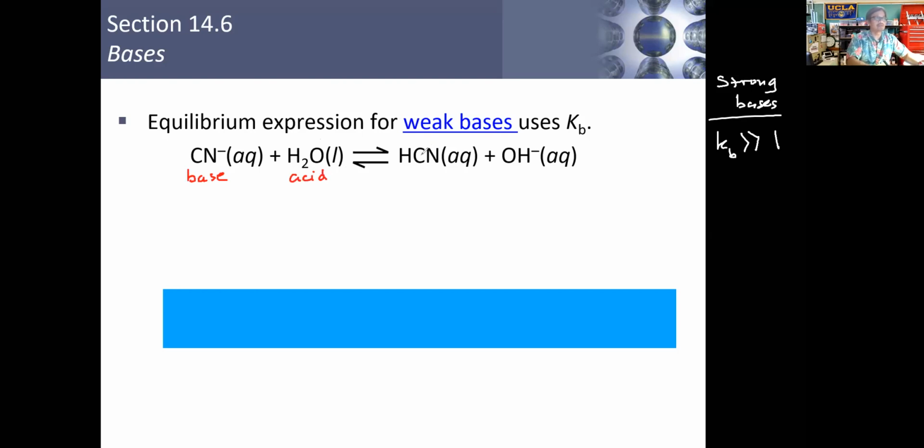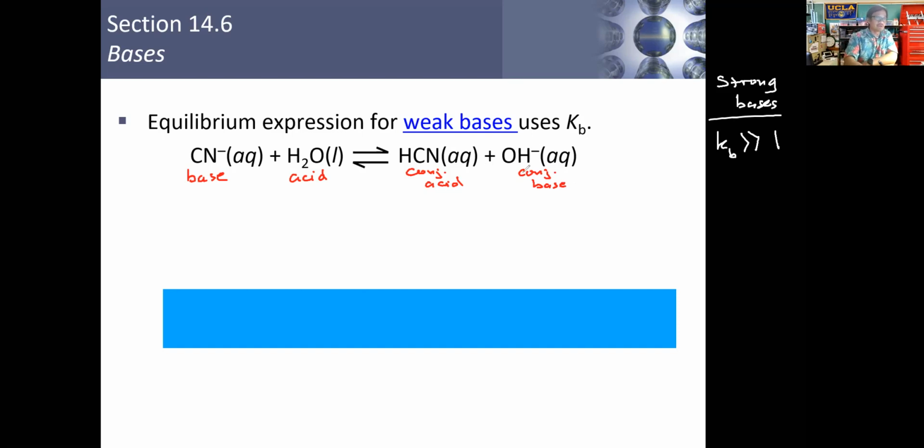So therefore, when we get to the right-hand side, hydrocyanic acid here is going to be your conjugate acid, and here is your conjugate base. Okay, all right. Now we know that hydrocyanic acid is a weak acid.